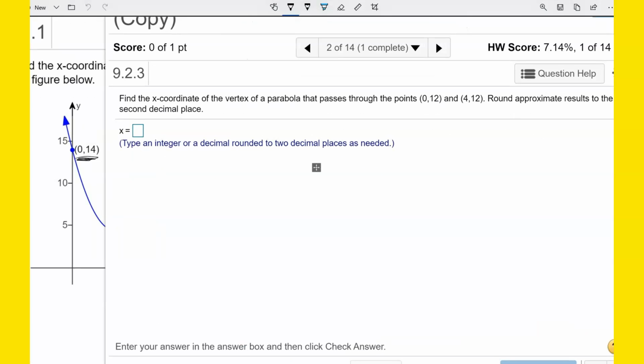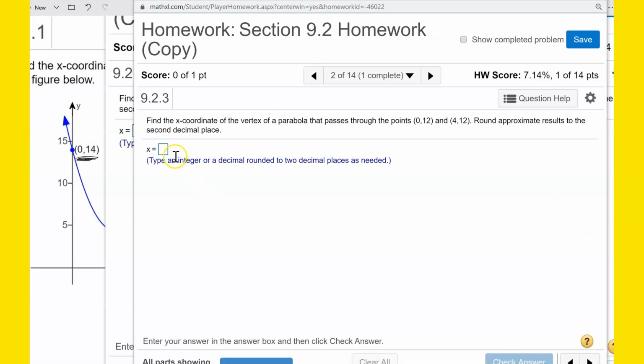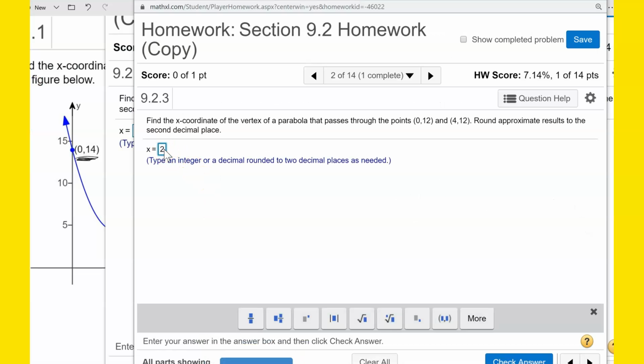All right, so this is a similar problem. It gives you this point, and it gives you this point, and all it asks you to do is find the x coordinate of the vertex. All you have to do is find the average of the x coordinates. The x coordinate of the first one is 0. The x coordinate of the second one is 4. You're just going to add them together and divide by 2. 4 over 2, that's 2. So the answer is 2. The x coordinate of the vertex is 2.